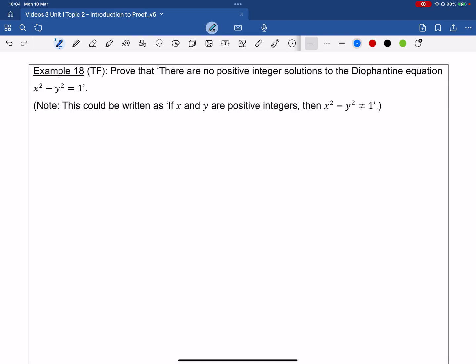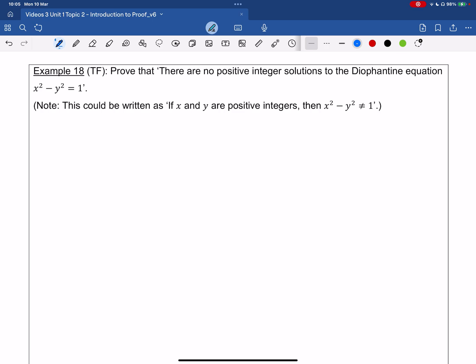So here we're going to prove that there are no positive integer solutions to the Diophantine equation x squared minus y squared equals 1. This could also be written, if x and y are positive integers, then x squared minus y squared is not equal to 1. So we are trying to prove that x squared minus y squared is not equal to 1.